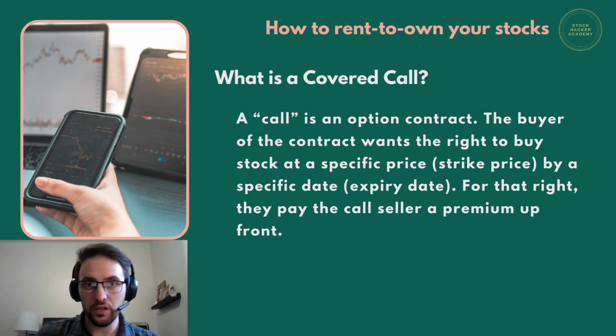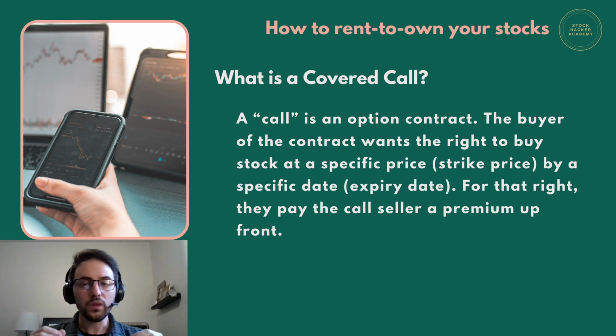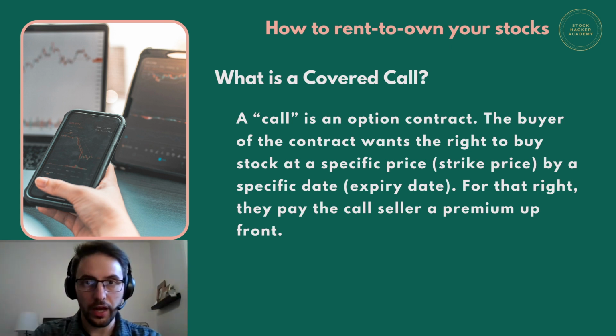The buyer of this contract wants the right to buy your stock, your underlying asset, from you at a specific price. So it's kind of like the house. They're setting what that future purchase price is going to be. Well, you can do the same thing with the stocks under contract. And they want to set a term on this, so there's an expiry date. Same thing with the rent to own deal.